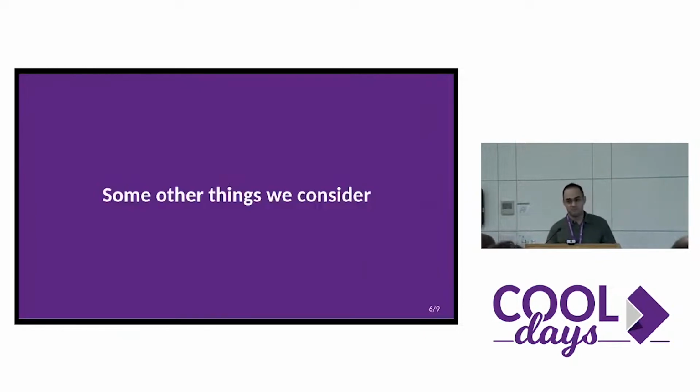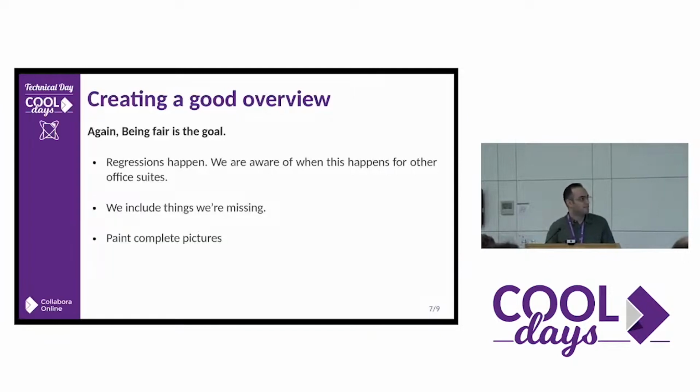So there are, of course, also other things that we do consider. For office suites, regressions happen. There's a lot of features going on. There's a lot of work that happens, and we're aware of when that happens for other office suites. So we do not include that. And since we're trying to give a fair picture, we do include things that we are missing, to help paint a bigger, better picture of what's going on.